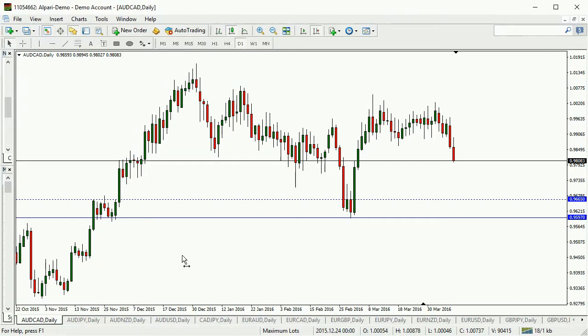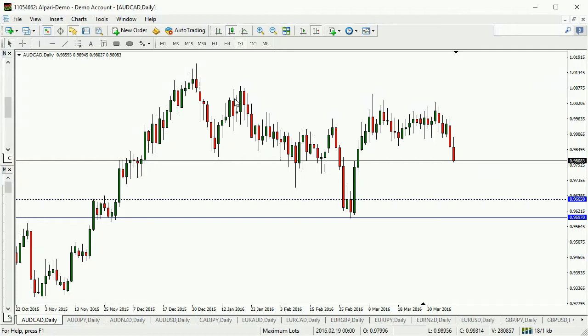So we've got AUDCAD up on the daily here. We've seen this one before. This is a demand level which formed a little while ago, back in February, I believe. Let's have a quick check. Yep, around late February, early March. And price has been messing about up here for a bit. It's making a move back down.